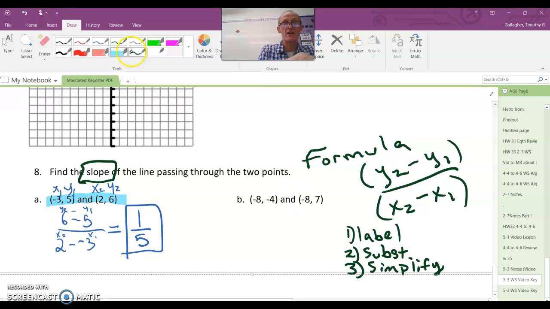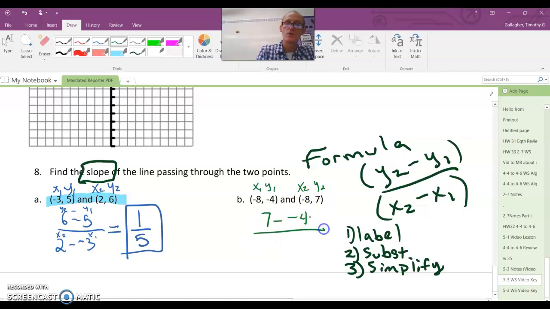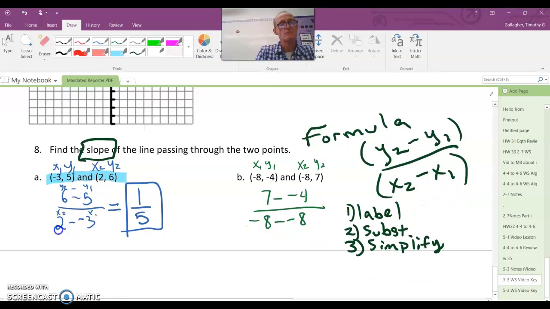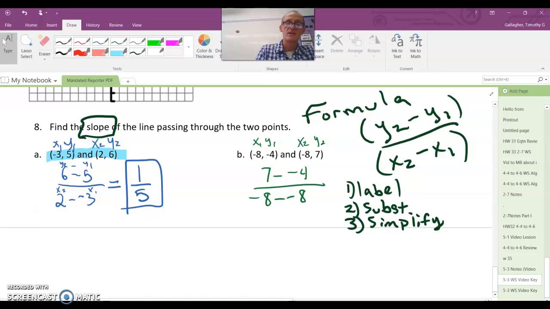All right, I'm going to go kind of fast with the last one. I'm almost out of time. I'm going to label x1, y1, x2, y2. So we get 7 minus -4 over -8 minus -8. And 7 minus -4 is 11, and then -8 minus a -8 is 0. So this slope is undefined. You can't divide by 0, so no slope.